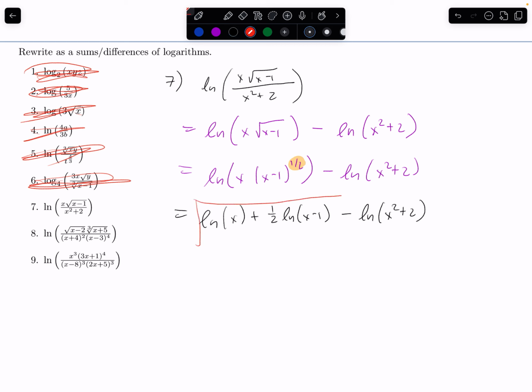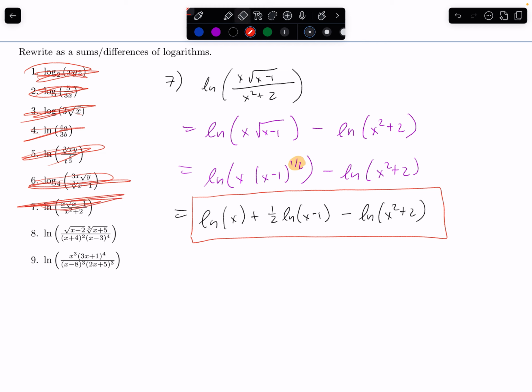And for the first time, I finished it, but I didn't write the answer in red, so let's box it in red instead. Okay, there you go. No problems, right? No biggie, no biggie. Okay, number 8.